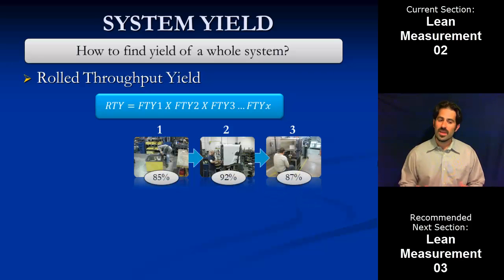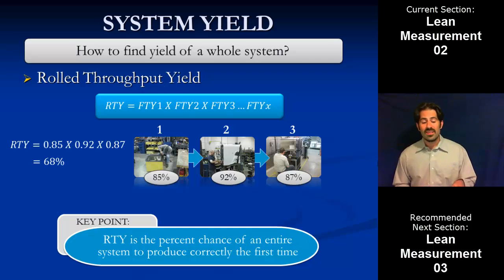And we come up with that first time yield for each one of them. It's 85% for step 1, 92% for step 2, he's doing a great job, and 87% for step 3. Now what the whole yield of the system would be, that rolled throughput yield, we just multiply all those together in a chain. And what we come up with is 68%.